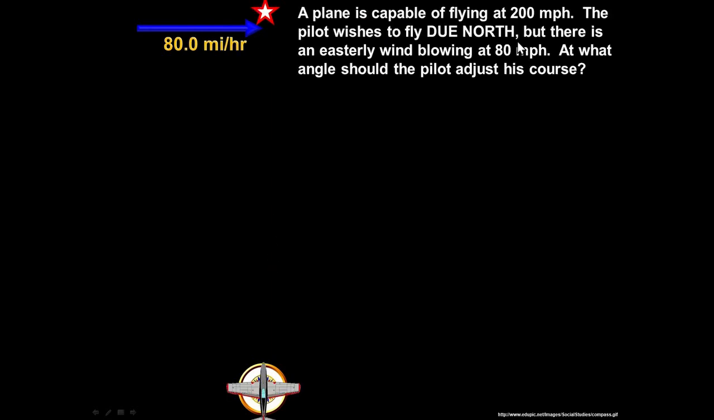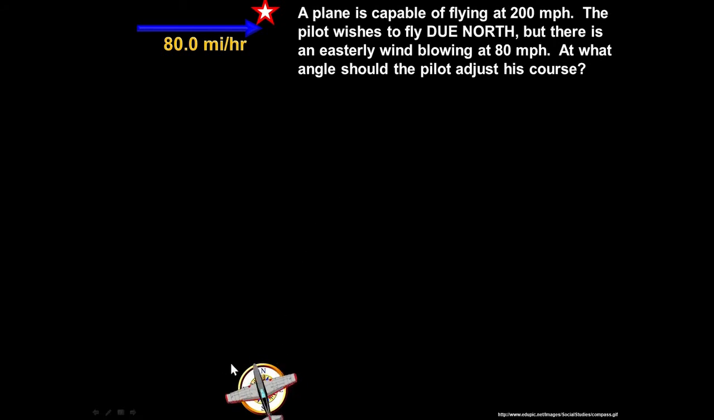Let's do this problem, and this then will be finished here. But if this plane was trying to fly north and the wind was blowing to the east, it would miss its destination if its destination was straight north. So let's say that this plane is capable of flying 200 miles per hour, and the pilot wishes to fly due north. But there's an easterly wind blowing at 80 miles per hour. What angle should the pilot adjust his or her course?